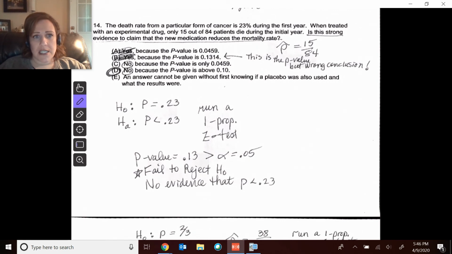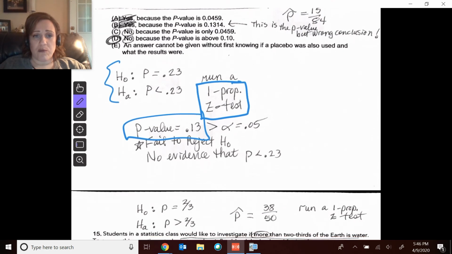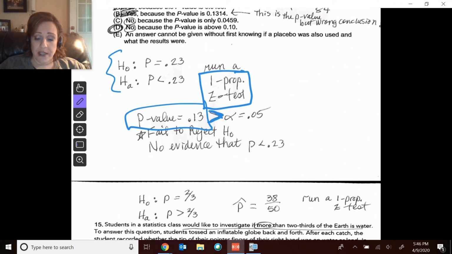14, here we have got this, let's see here. Okay, so I actually went and filled in this information and I ran a 1 proportion Z test with the null hypothesis of 0.23. I actually ran the test in my calculator, and the p-value I got was 0.1314. Okay, but don't jump to the conclusion that B is the answer, because if you have a p-value of 0.1314, that is greater than alpha, and so you would fail to reject HO.